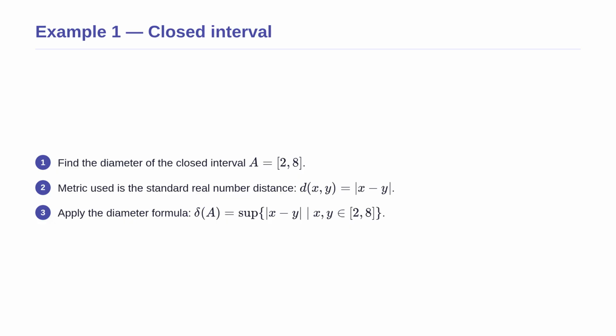Now that we understand the formula and its visual meaning, let us look at a concrete numerical example. We want to find the diameter of the closed interval from 2 to 8 on the standard real number line. The closed brackets mean the numbers 2 and 8 are included in the set. We will use the standard distance metric for real numbers, which calculates the positive gap between any two numbers using absolute value bars. We substitute this into our formula, meaning we are looking for the supremum of the absolute difference between any two numbers chosen from between 2 and 8 inclusive.